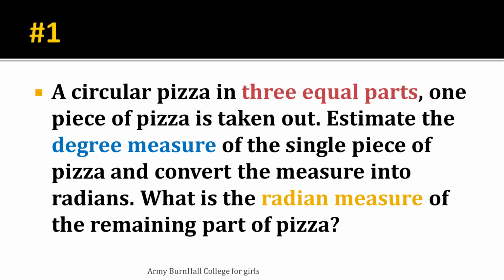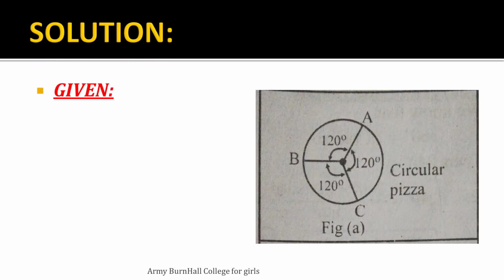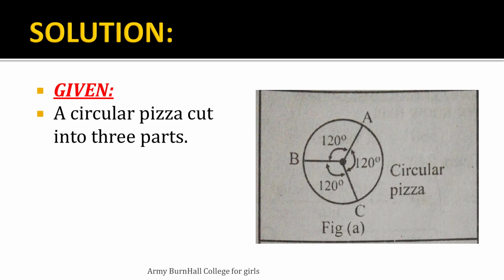How are we going to solve it? Again, we follow the same format. First we will write down the given data from the statement, then the required, and then we will start our calculations. Given: we have a circular pizza, or a complete circle, which is divided into 3 equal parts. We know that a complete circle has 360 degrees, so 360 divided by 3 gives 120 degrees.